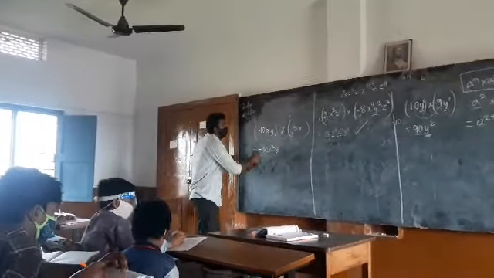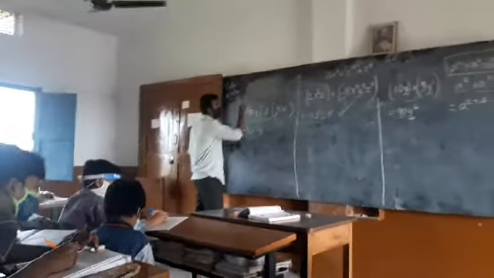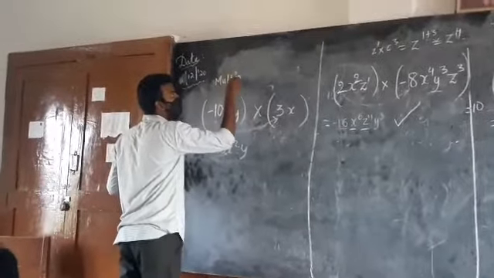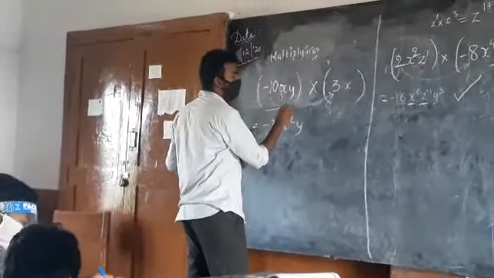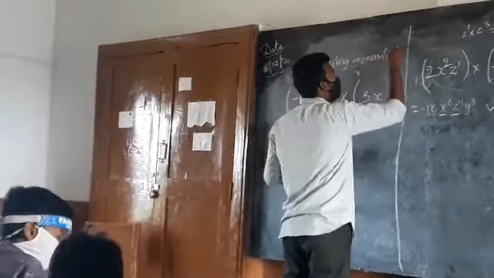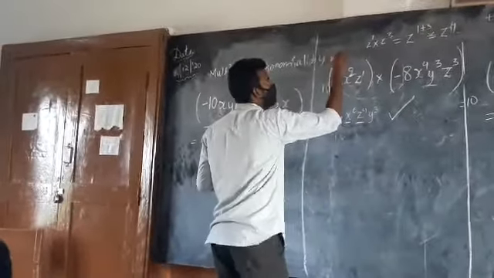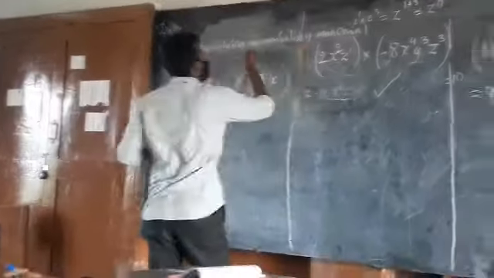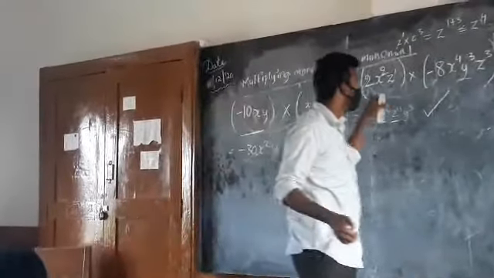Children, look here. How many types of expressions are we multiplying? Yes, louder. You are right. Multiplying monomial by monomial. That is why all these given examples contain two monomials.